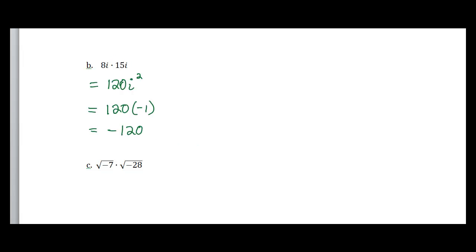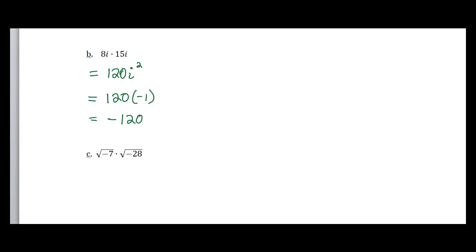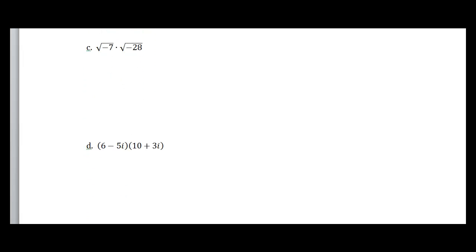So if you notice, complex numbers with no real parts, a positive times a positive will give you a negative. That's something different. We don't really want to memorize that, but that's what we have there. Part C is a little tricky, and I want us to think about it.